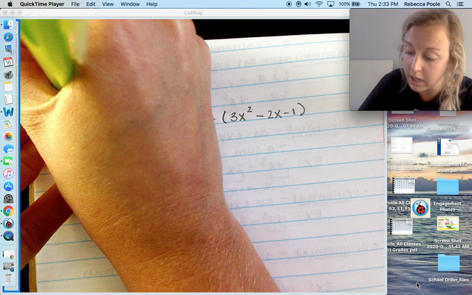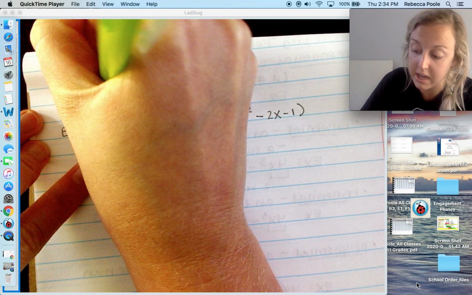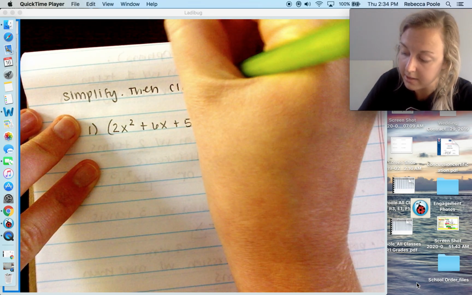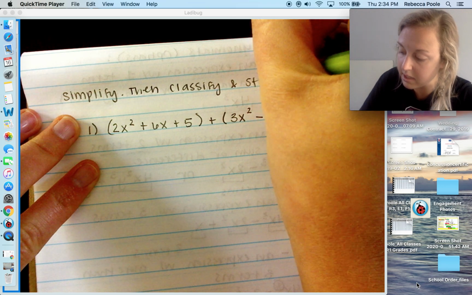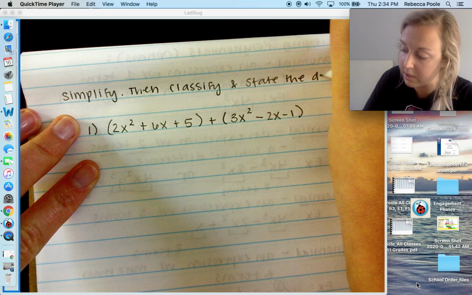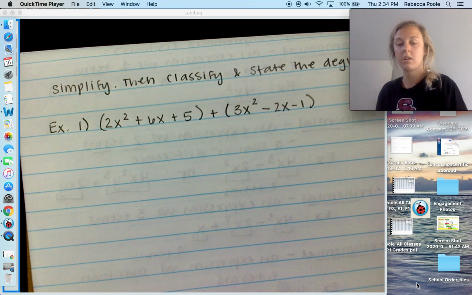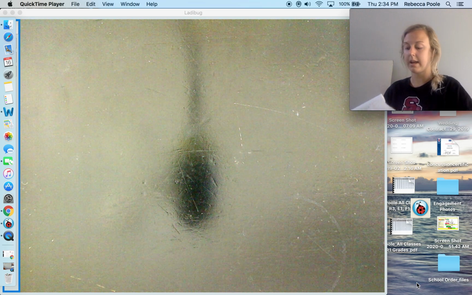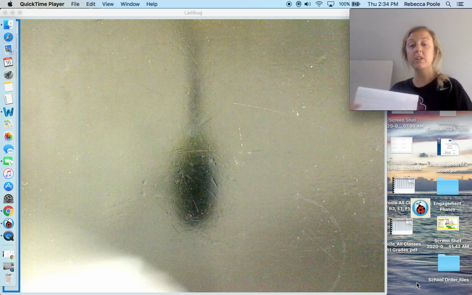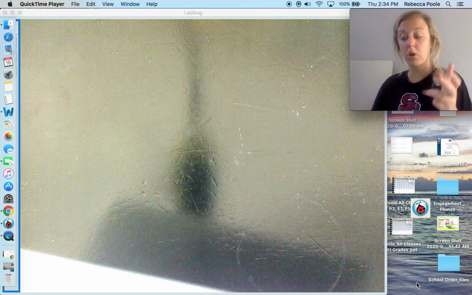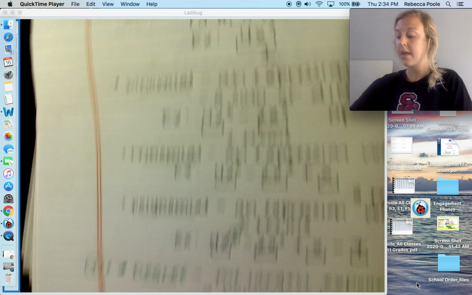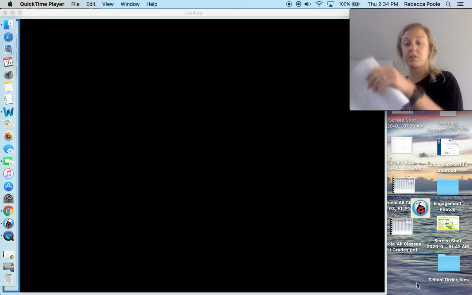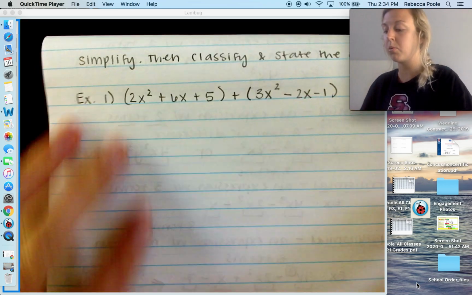So first I want you to simplify, which in this case we're just going to be adding, right? Then classify and state the degree. So we're going to practice everything we've learned together, okay? All right, so to add them, review your steps from the last page. First we're going to put all like terms together, or underline them or group them, do something so you know what the like terms are. Then we're going to combine like terms and write in standard form, which just means biggest to smallest, okay?